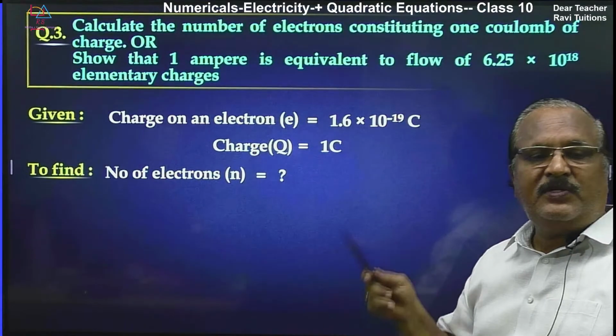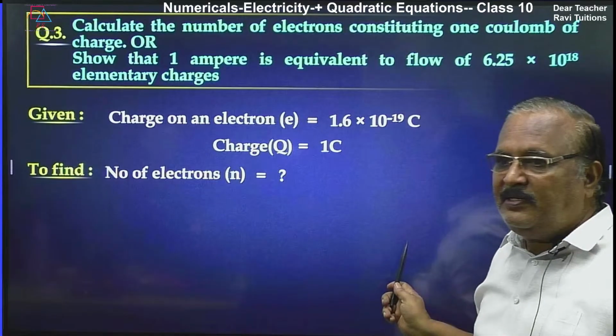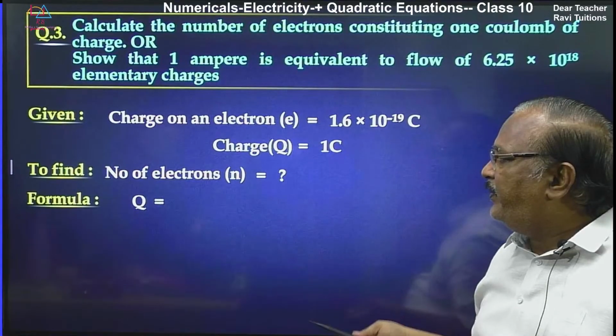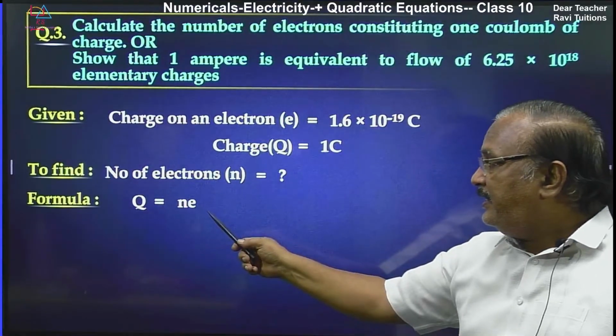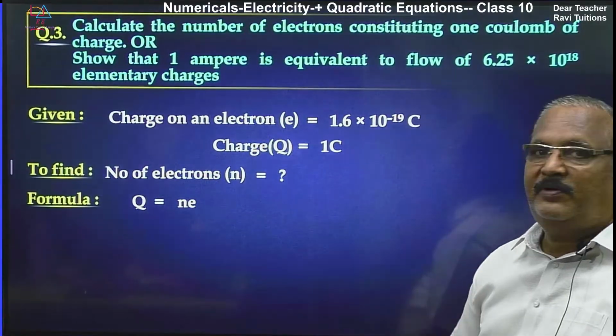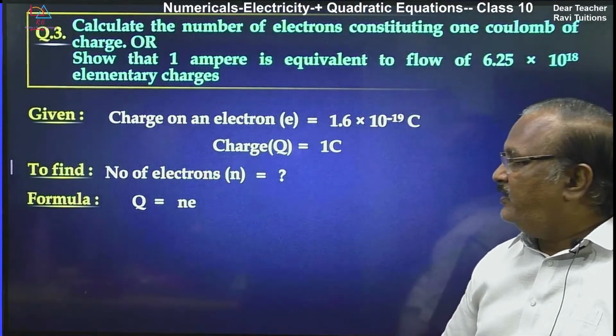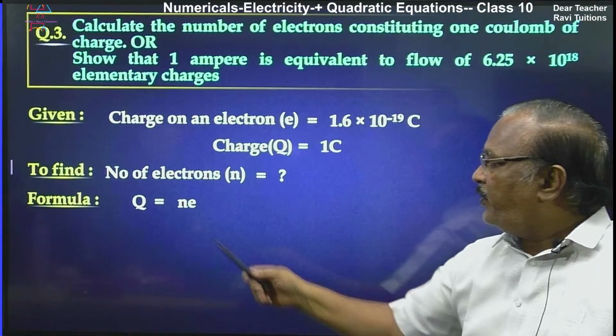For this also in our textbook there is a formula. Let us write the formula. Okay, Q is equal to Ne. N is the number of electrons. E is the charge of an electron. Okay. So now Q is, of course you know, charge, in coulombs.